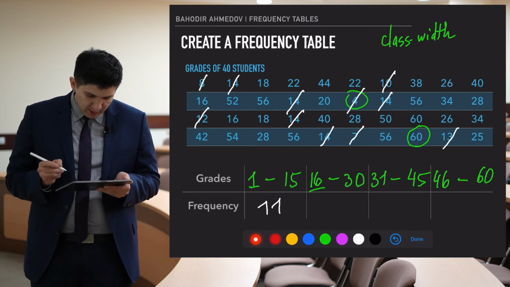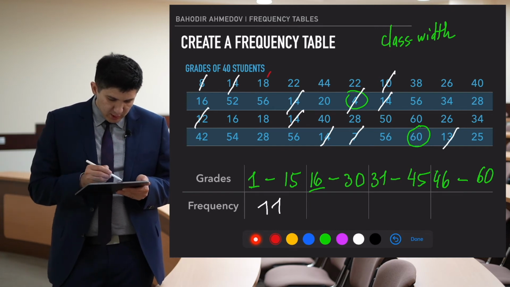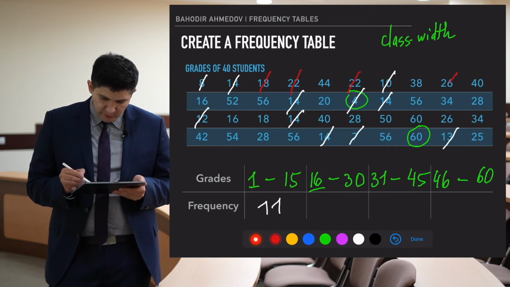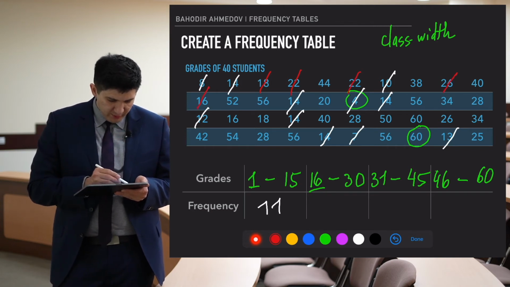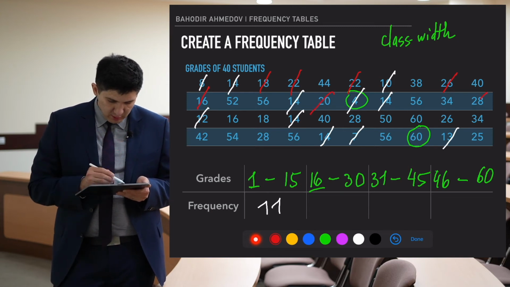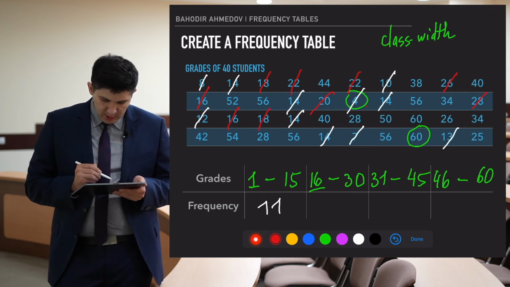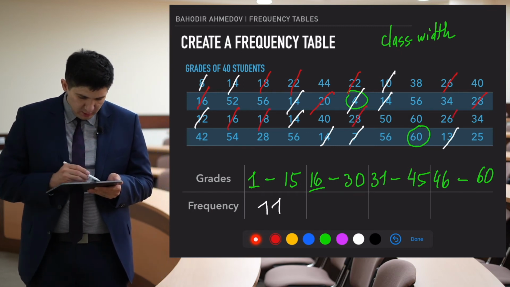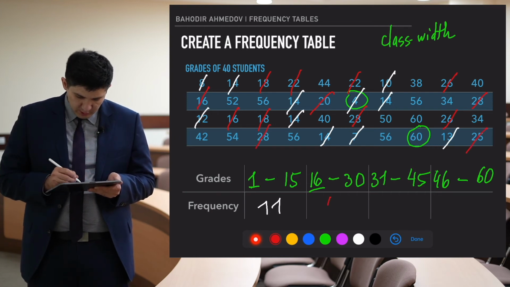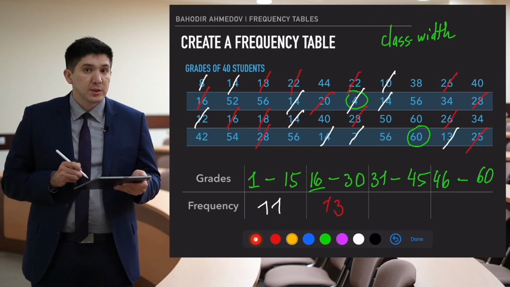Let's do this for the second, between 16 and 30. It is going to be 1, 2, 3, 4, 5, 6, 7, 8, 9, 10, 11, 12, 13. There are 13 values in between 16 and 30.